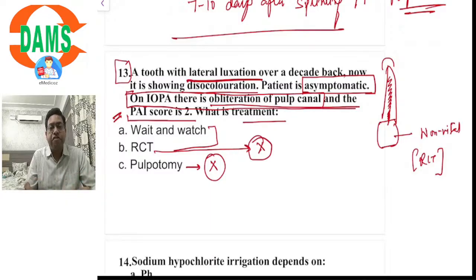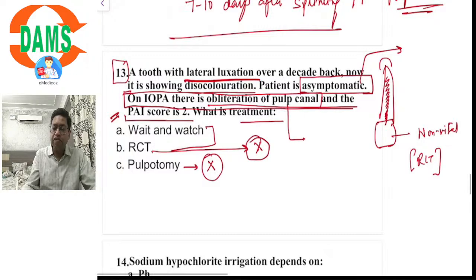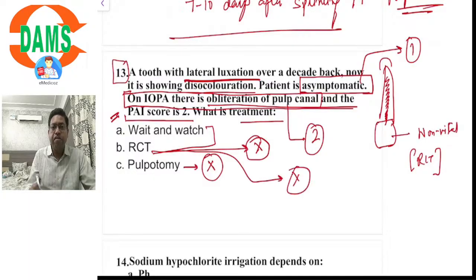If such a thing happens, we have to do surgical intervention because it would not be possible to negotiate the root canal. So two things that rule out root canal treatment in such cases are that the tooth is asymptomatic and there is obliteration of the pulp canal space. Both of them make root canal treatment non-feasible. So the best answer to this question would be wait and watch.